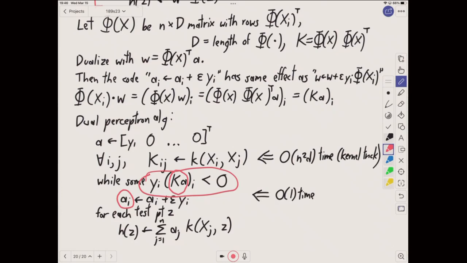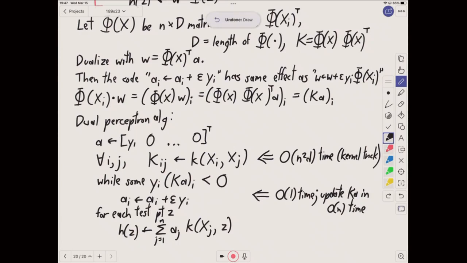But we don't actually need to recompute Ka from scratch, which would be slow. We are only updating one entry of A, and therefore it is possible to update Ka to reflect that changed entry in order n time rather than order n squared time. The details of how to do that I'll leave as an exercise, but I just want to point out that there is a trick that keeps this from being unnecessarily slow. Every time you update an index Ai, you can update Ka to its new value in order n time.